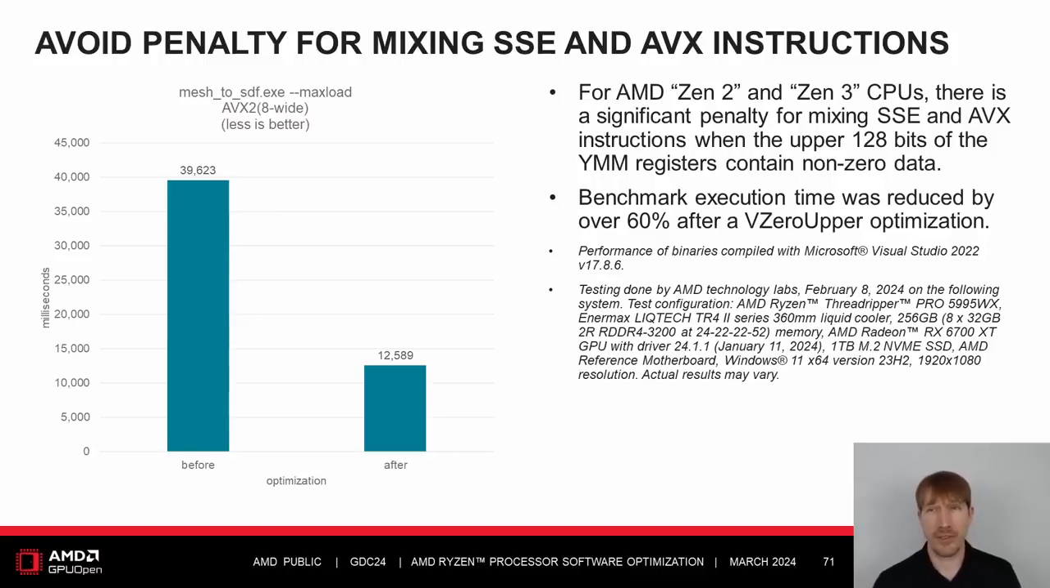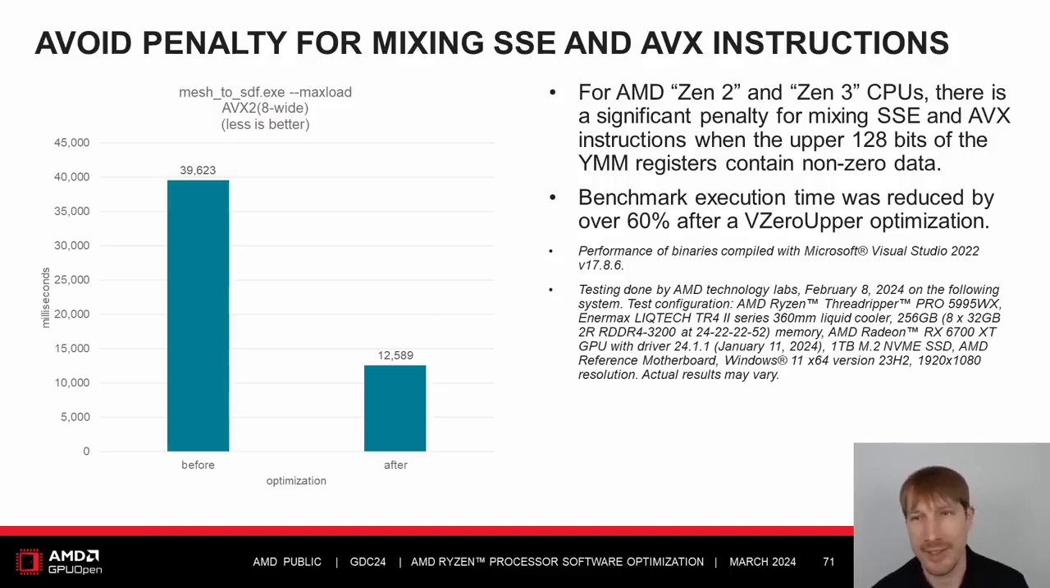For Zen 2 and Zen 3 CPUs, there is a significant penalty for mixing SSE and AVX instructions when the upper 128 bits of the YMM registers contain non-zero data. Transitioning in either direction will cause a micro fault to spill or fill the upper 128 bits of all 16 YMM registers. There will be an approximate 100 cycle penalty to signal and handle this fault.